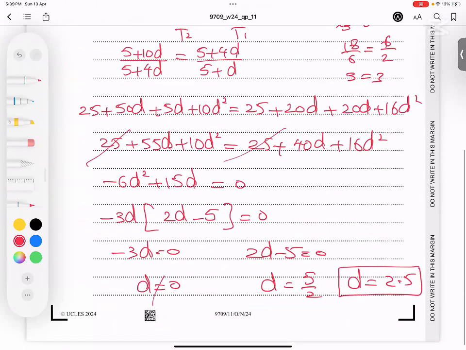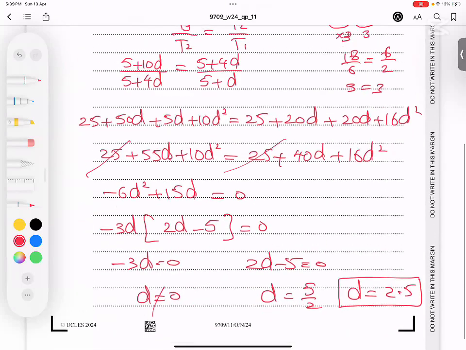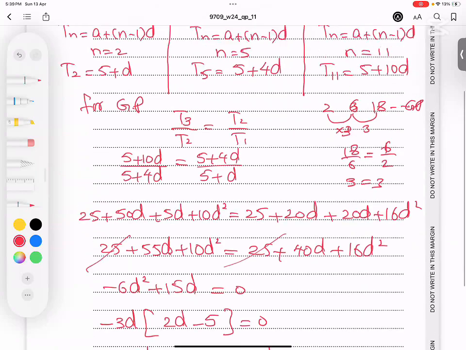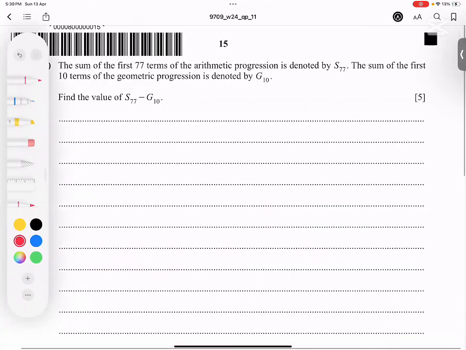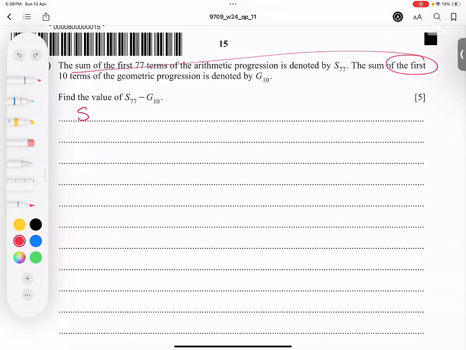I will cancel it. So Alhamdulillah Rabbil Alameen, this part is very clear. Let's go for the next part. The next part is what here? The sum of the 77 terms of the arithmetic progression, representing S77, and the sum of the first 10 terms of the geometric progression, representing G10. So we have to find both and then subtract.